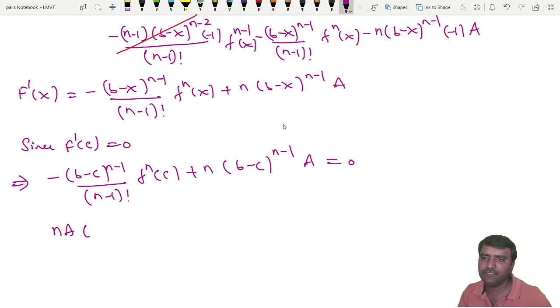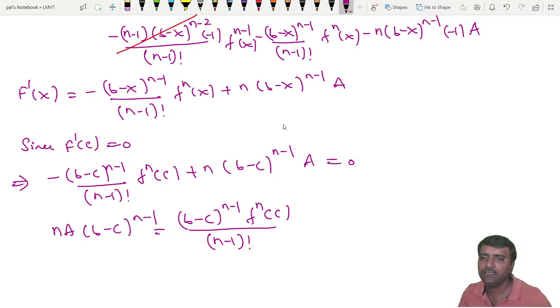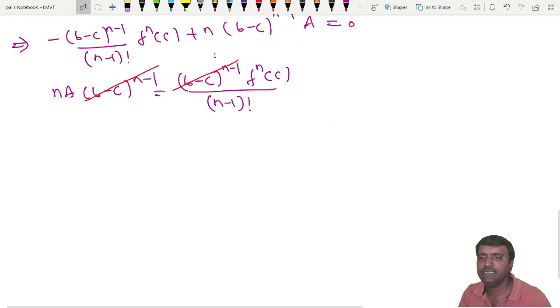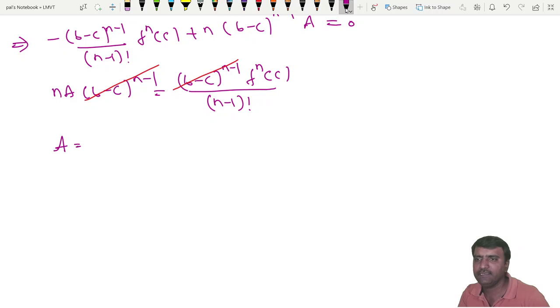So n a into (b minus c) to the power n minus 1 is equal to, on the right side it becomes plus, so it is (b minus c) to the power n minus 1 into f n of c divided by n minus 1 factorial. On both sides we have (b minus c) to the power n minus 1. You can cancel this factor. So after cancelling, we can easily get the value of a, which is equal to f n of c by n into n minus 1 factorial.